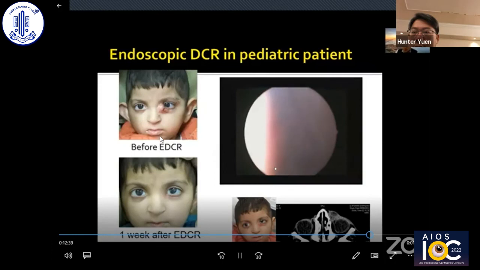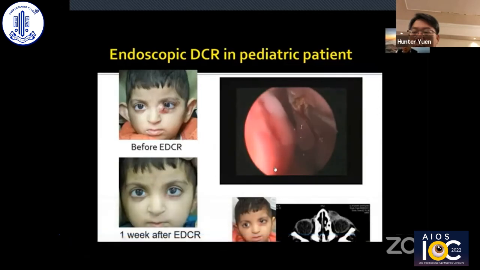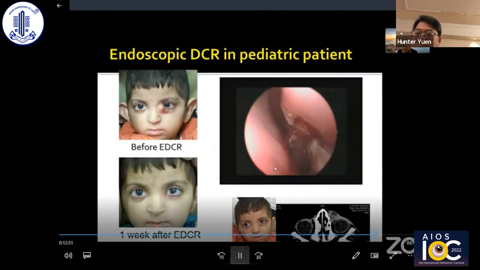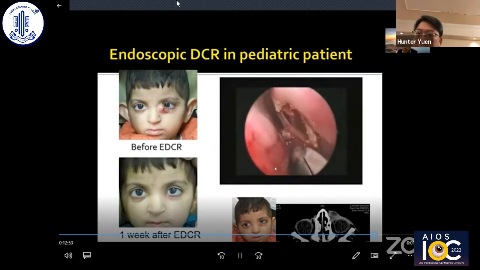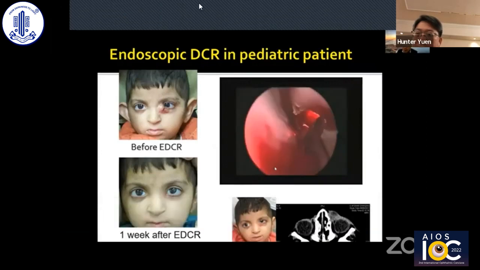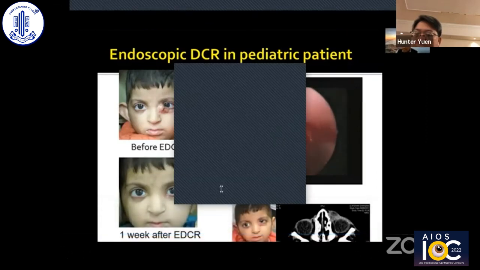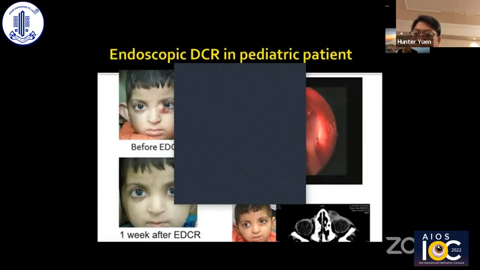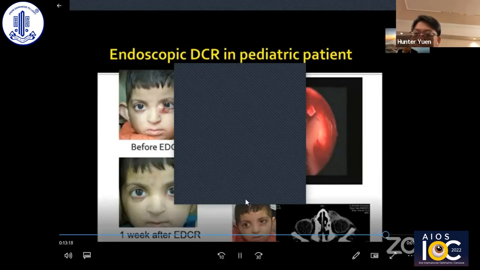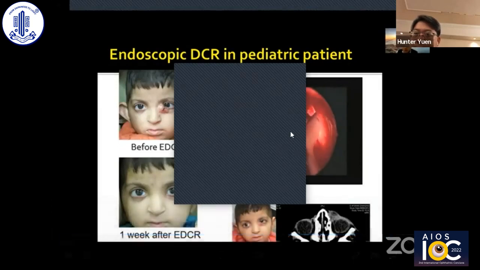Now, basically, the procedure is quite similar to that of adults, except that the nostril is a bit smaller. The youngest patient that I have performed endoscopic DCR on is 1.5 years old. For patients less than 1.5, a very, very small child, endoscopic DCR may be difficult. If needed, you may need other treatment options, as I have just mentioned, or defer the procedure until the stage that you can perform endoscopic surgery. So endoscopic DCR is also possible in pediatric patients.